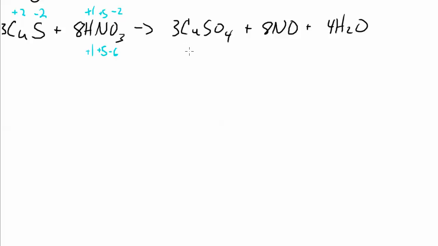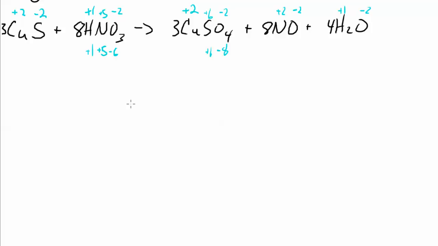Well, all right. So now over here, sulfate. So we got -2 times 4 is -8. Sulfate is -2, the whole thing. So this has to be +6 to get that. And then we still have +2 for our copper. And then for nitrogen monoxide, we have -2. So this has to be +2 to get 0. And then -2 and +1 for our water.